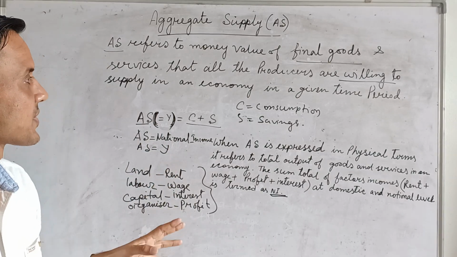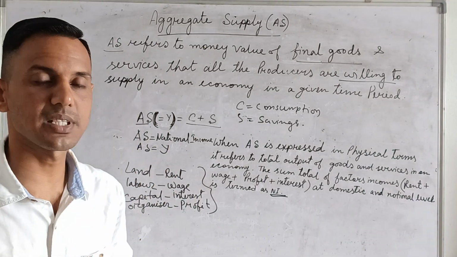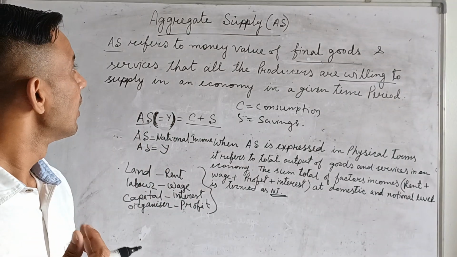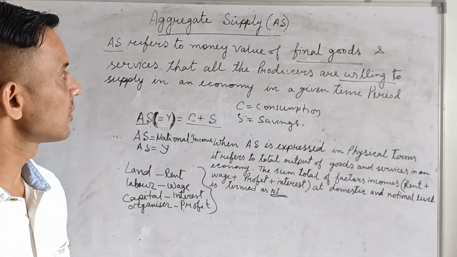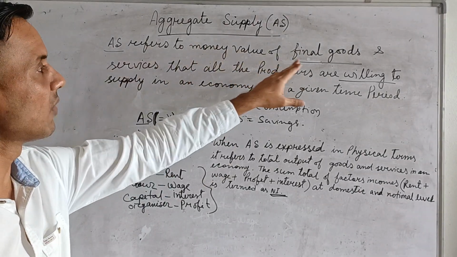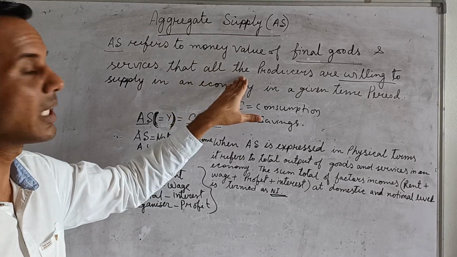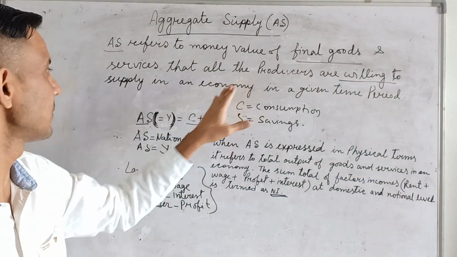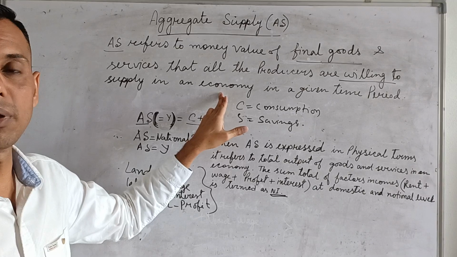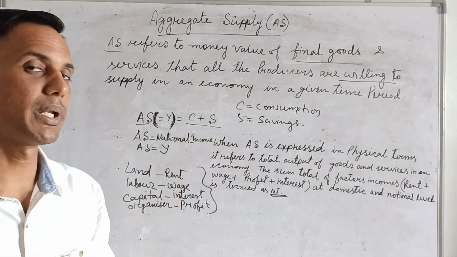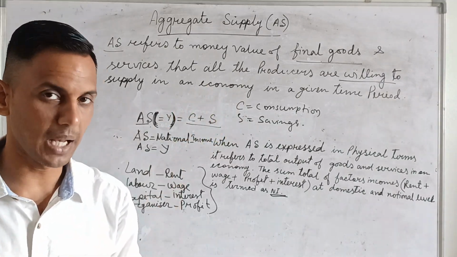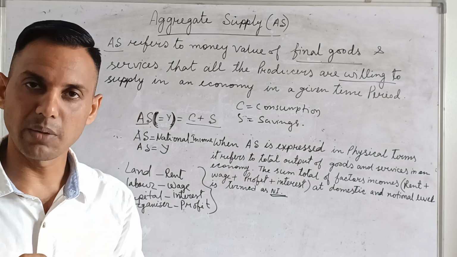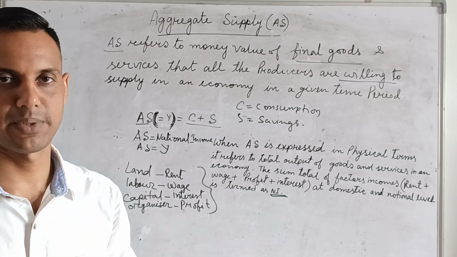So quickly, you see what we discussed today. First we discussed the meaning of aggregate supply, AS. It refers to the money value of final goods and services that all the producers are willing to supply in an economy in a given time period. There are how many components of aggregate supply? Two. One is consumption and another one is savings.